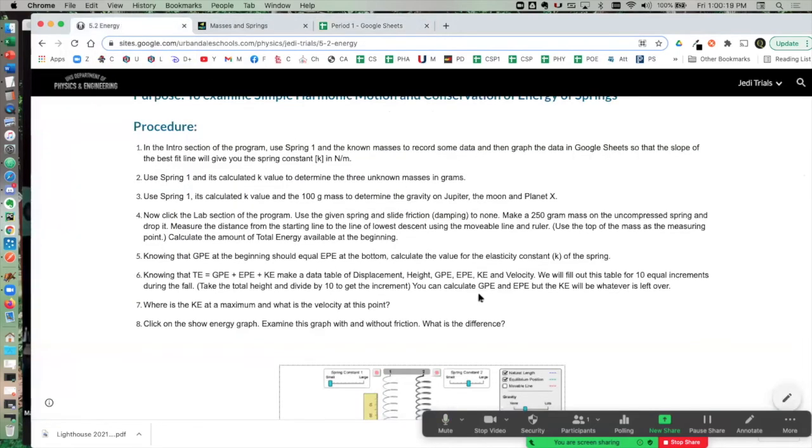Okay, part 5. Knowing that the GPE at the beginning should equal the EPE at the bottom. Does everybody agree with that? So at the top, it's all gravitational potential energy. As soon as it starts falling, what do you got? You got some kinetic that's moving, right? But you also are starting to pull the spring. So now you also have some elastic. It's going to go down.